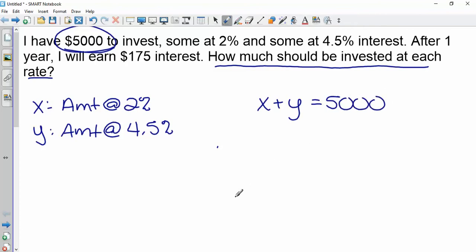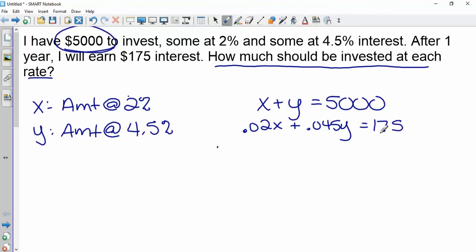Okay, then I talk about the interest. So to do your interest, you take your principal times your rate times time. We're just doing 1 year, so we don't have to worry about the time. So my principal is my x, my rate was my 2%, so you have 0.02x plus 0.045y equals 175.